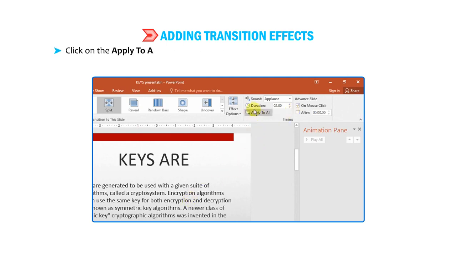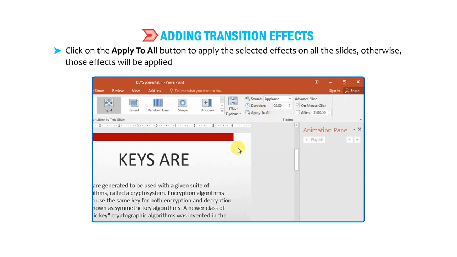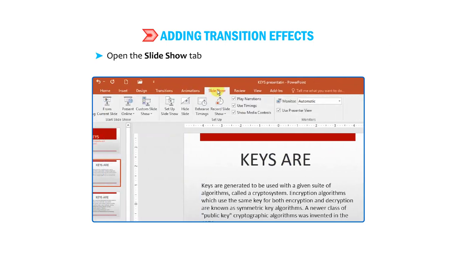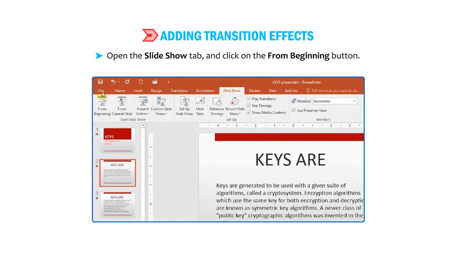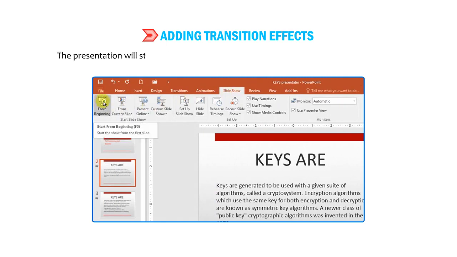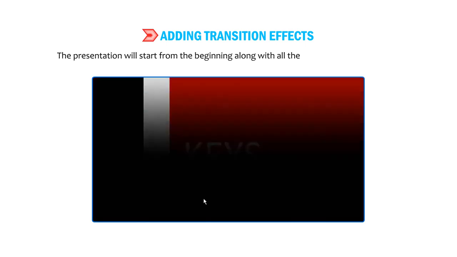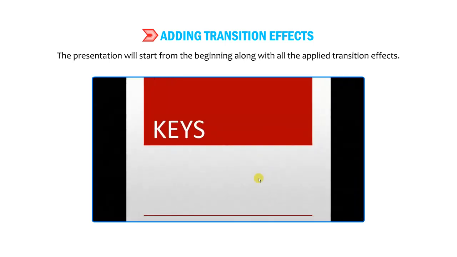Click on the Apply to All button to apply the selected effects on all the slides. Otherwise, those effects will be applied on the current slide only. Open the Slideshow tab and click on the From Beginning button. The presentation will start from the beginning along with all applied transition effects.